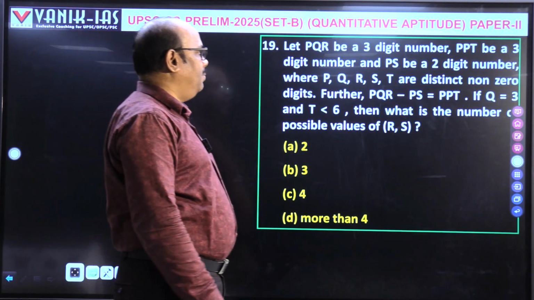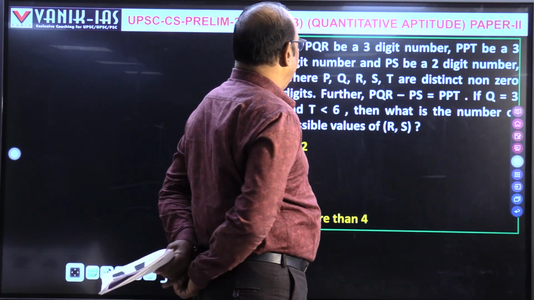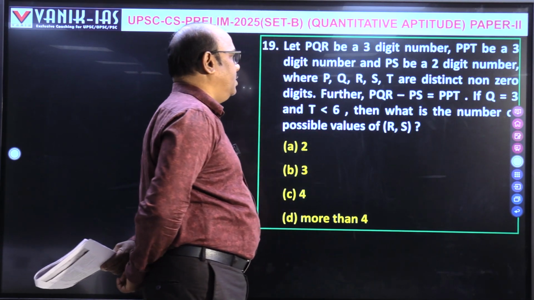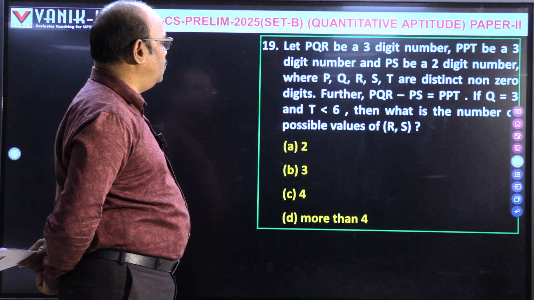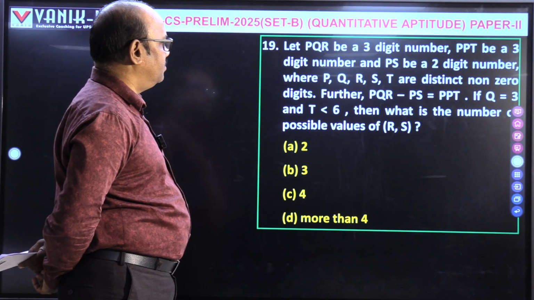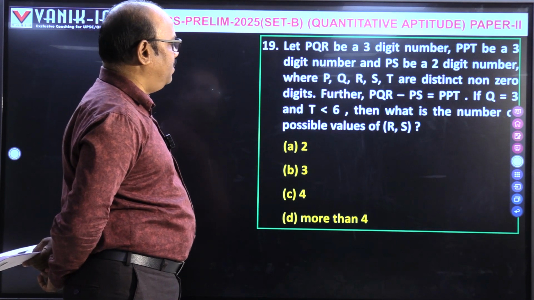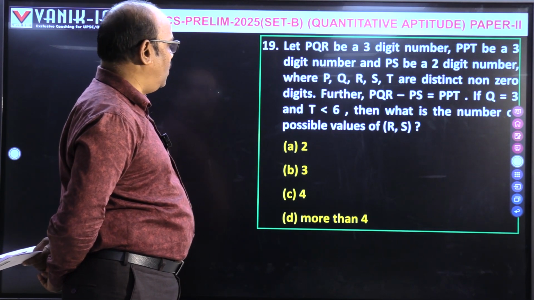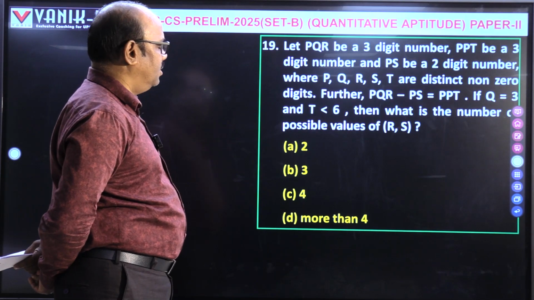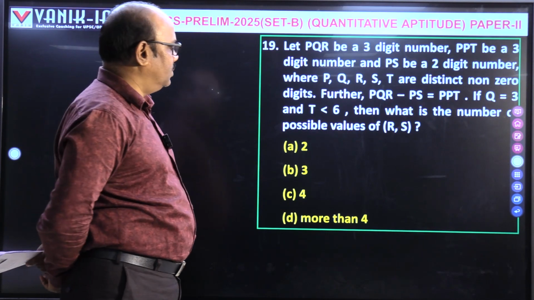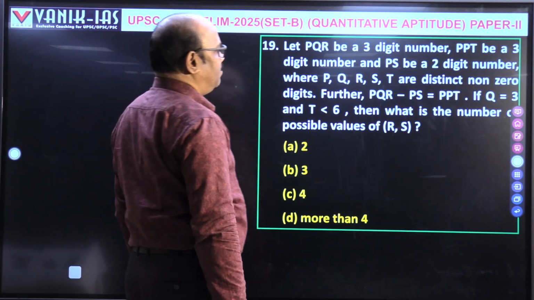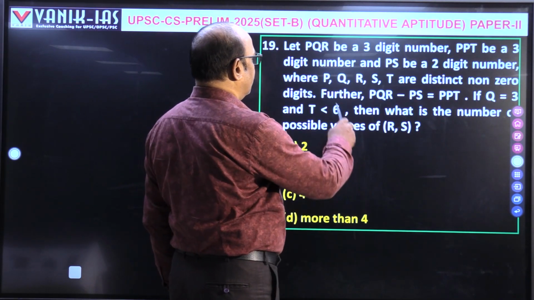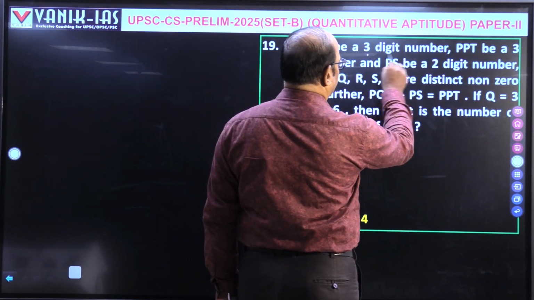Let PQR be a 3-digit number, PPT be a 3-digit number, and PS be a 2-digit number, where P, Q, R, S, T are distinct non-zero digits. PQR minus PS equals PPT, and Q equals 3, T less than 6. So this is an analytical question, and let us put the place values of this. So it is a 3-digit number.